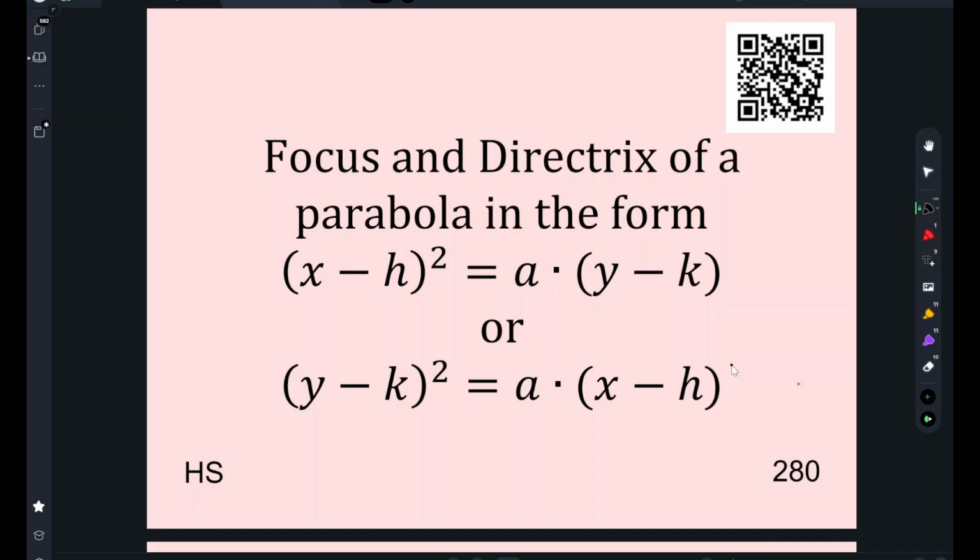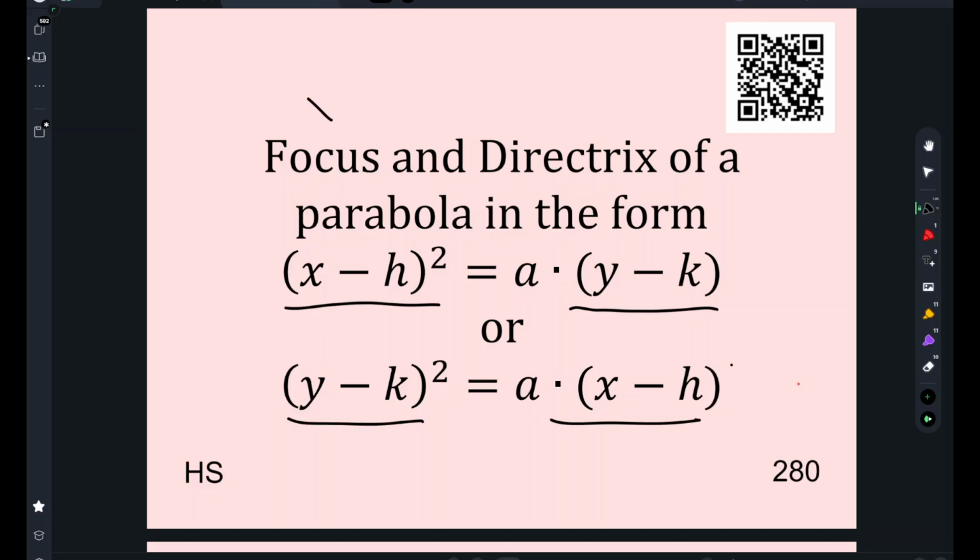All right, now we're going to look at the focus and directrix of a parabola. First off, these parabola formulas you may not have seen before, because these specifically help you find the focus and directrix. But essentially, this is some form. You have x squared to some y, and then you have y squared to some x.